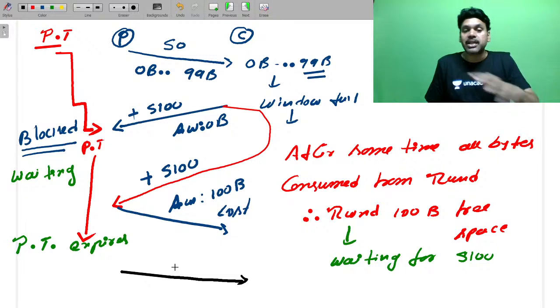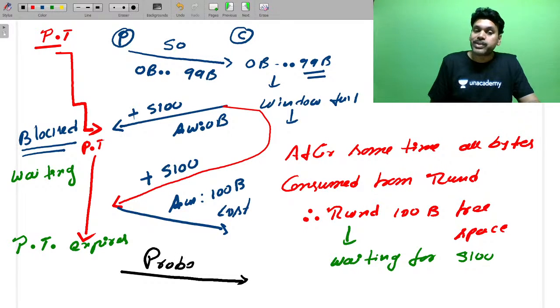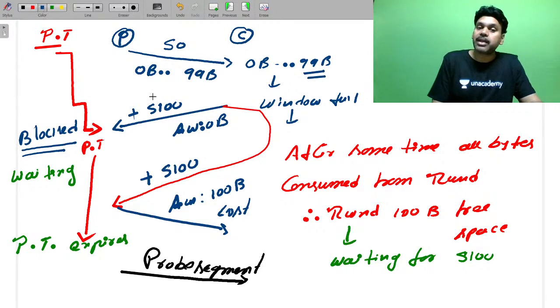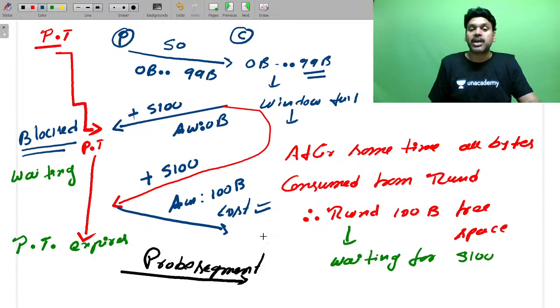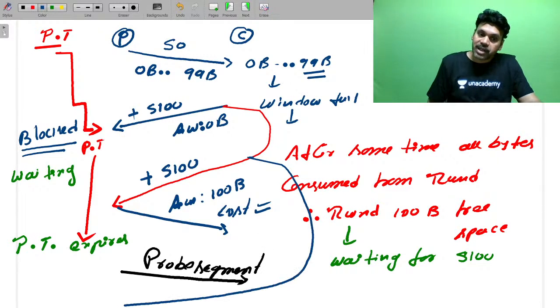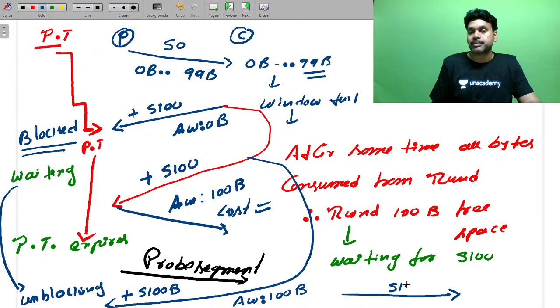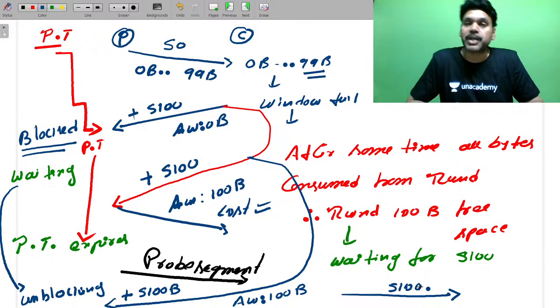It doesn't contain any data. He is releasing what? A probe segment. As soon as the receiver receives a probe segment, he will understand that something happened to this acknowledgement. Then again, he is going to retransmit the segment S100 once again, because that has to wake him up, and he is advertising that with 100 bytes. That's it. Now what will happen? His waiting time is cancelled. Now he is released from blocking and he is releasing the S100 segment. This is the concept of the persistent timer.